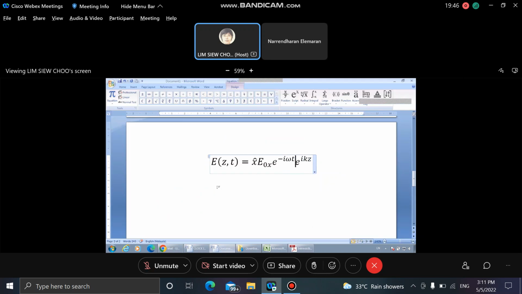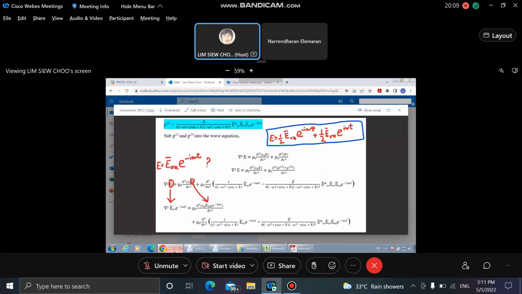Del square, when you apply it, you cannot act on x because x is constant. This one will change sinusoidally because of this change, and then the del square will act on this. Okay, so if you want to understand, is it okay? I hope that I answered your question.